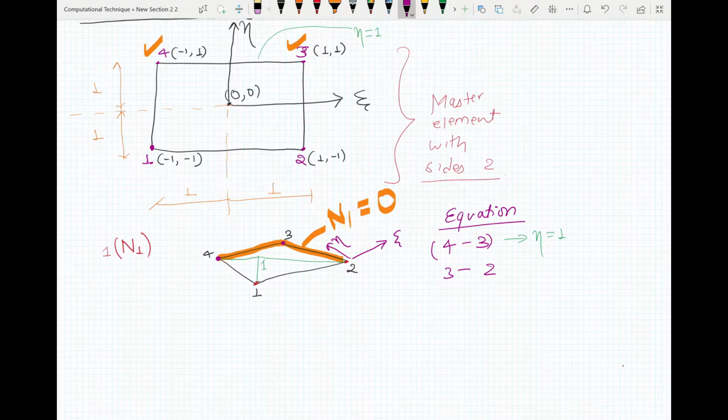Now we're left with 2, isn't it? We're looking at this point. So you see that along line 2, 3, which is this one, the value of your shape function must be 0, and the equation for this line is xi equals 1. This is the equation containing your nodes 2 and 3, and this one is the equation containing your nodes 3 and 4.